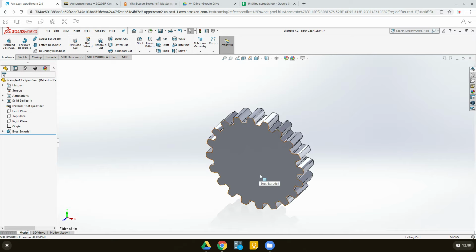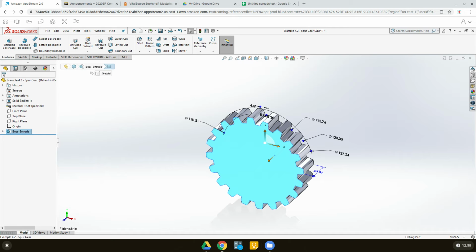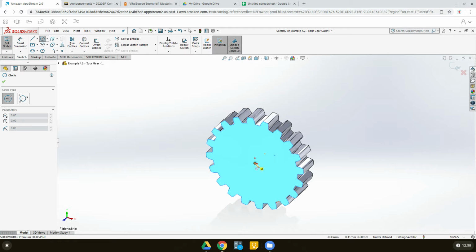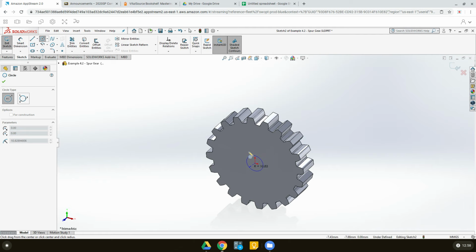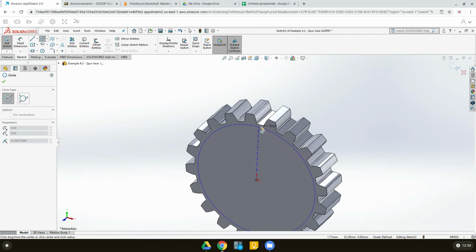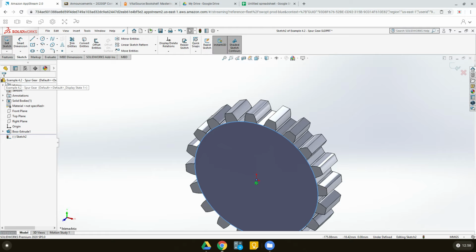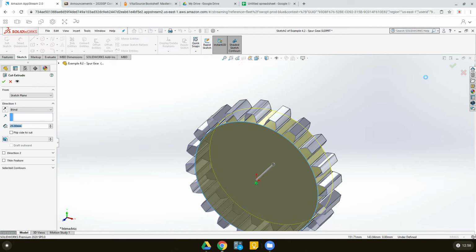We need to make some cuts. So I'm going to choose the front face of the gear. Okay, extruded cut, and I'm gonna draw a circle from the origin up to this root circle, I believe. So we got that. The circle is complete. Then we need to exit the sketch, and we want to cut it, but in a certain way.